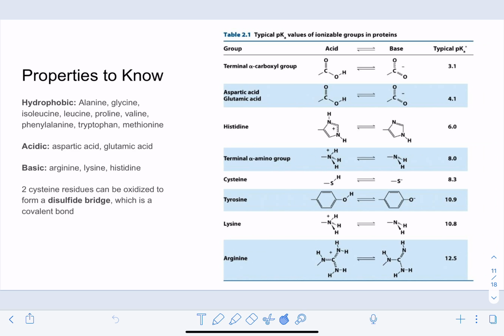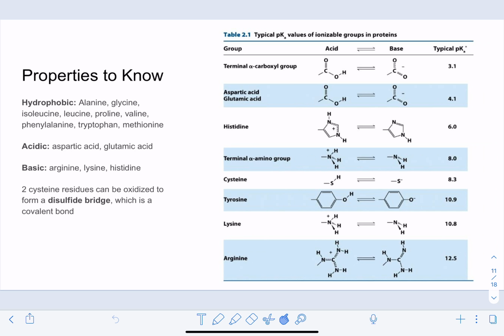And then there are the acidic and basic amino acids. The acidic amino acids all have acid in the name, thankfully, so they're just aspartic acid and glutamic acid. And the basic amino acids are arginine, lysine, and histidine.